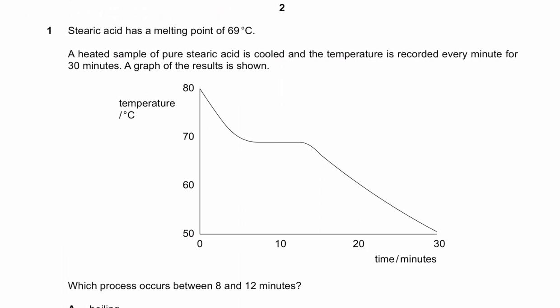So question number one says, stearic acid has a melting point of 69 degrees Celsius. Now, what is a melting point? A melting point is basically the constant temperature at which a solid changes its state into a liquid, right? Once you're heating the substance up. So, you need to understand that the melting point and the freezing point are the exact same thing, and the boiling point and the condensation point are the exact same thing.